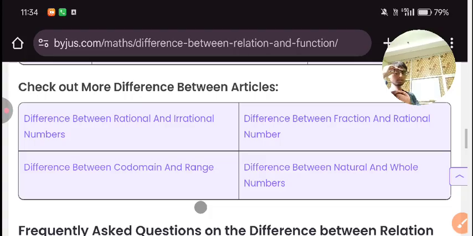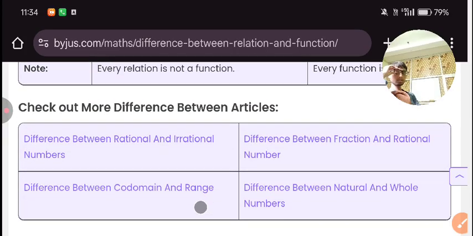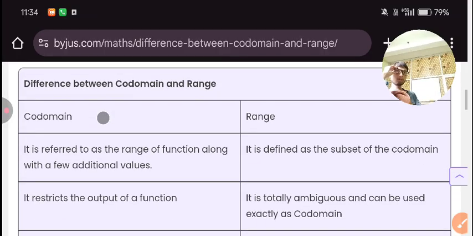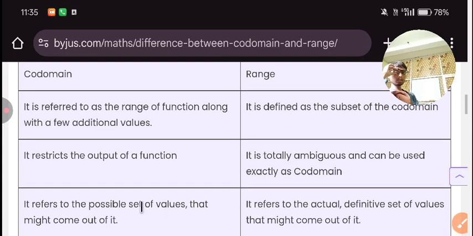Okay, codomain. What is a codomain? Codomain is just the range, and we take all the ranges, nothing we ignore. It is referred to as the range of a function along with a few additional values. It is defined as a superset of the range. It restricts the output of a function.